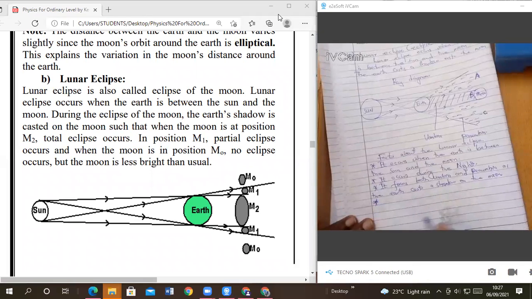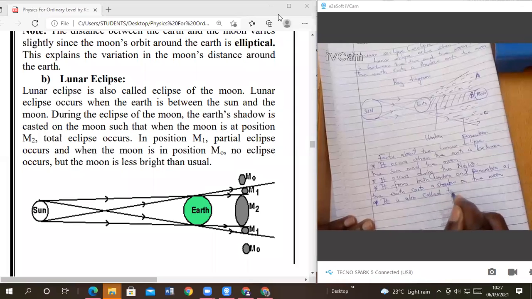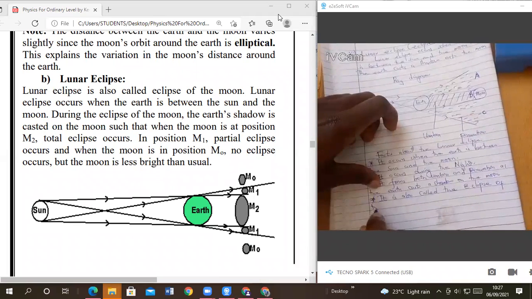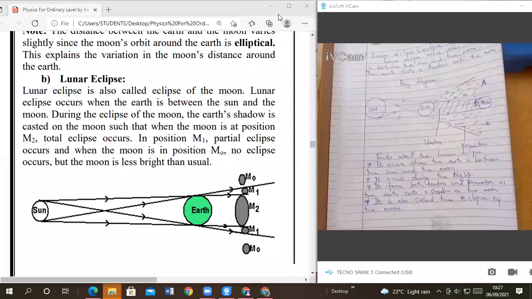Another one which is obvious, another one which we have already even talked about. It is also called the eclipse. It is also called the eclipse of the what? The eclipse of the Moon. It's also called the eclipse of the moon. As simple as that. So that's all about eclipse.